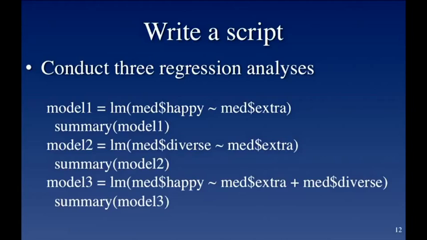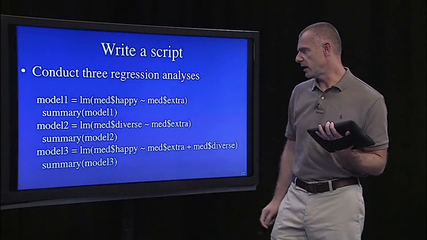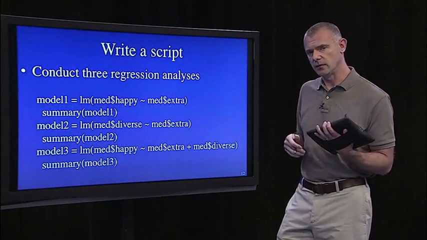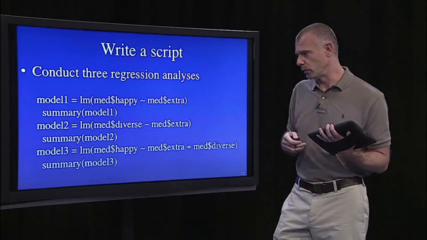That's the direct effect. In model 2, I'm looking at the relationship between the proposed mediator variable and the predictor. So there I'm going to use what was the proposed mediator variable, diversity of life experience, as the outcome, and extroversion as the predictor.